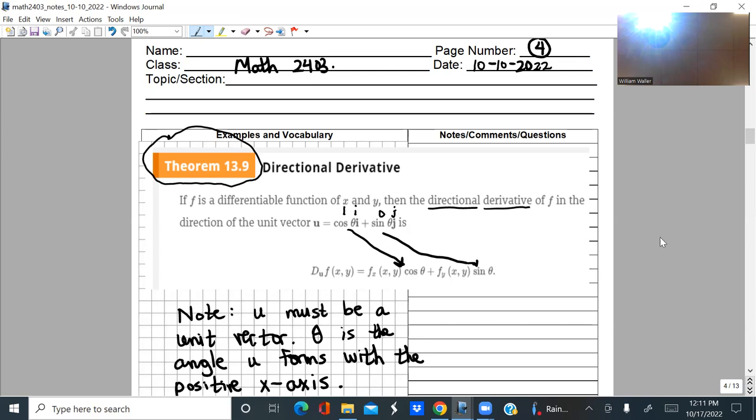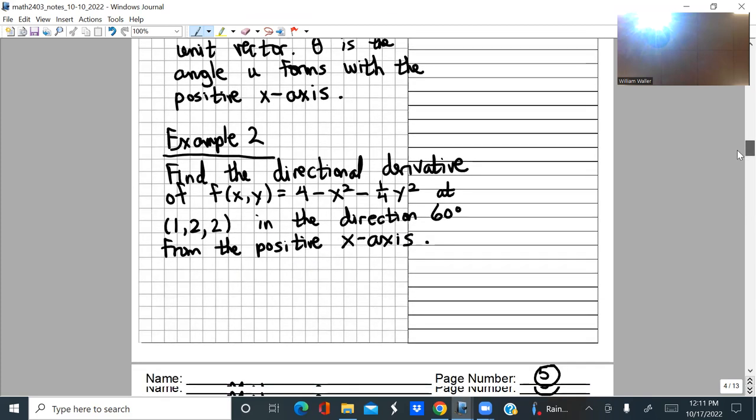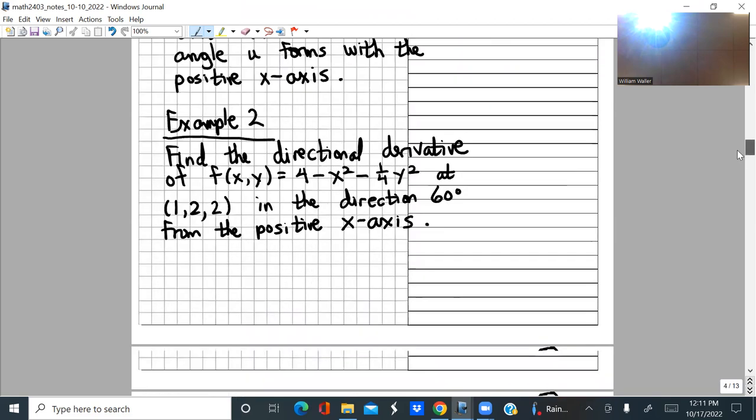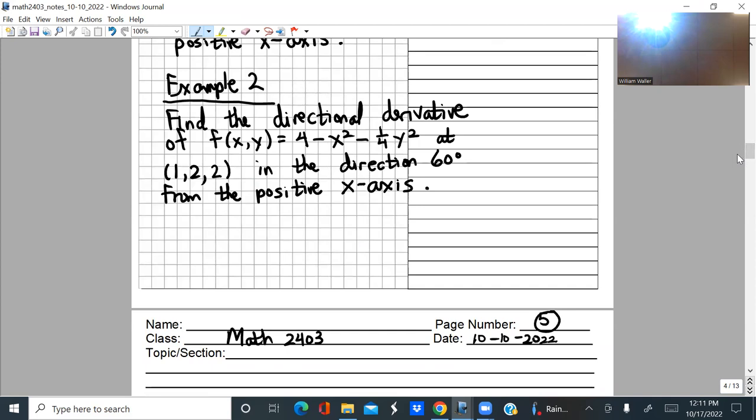Let's try this and see if we can apply it. I don't think I have a picture of this one, so let's do it first and then look at the picture. Let's find the directional derivative for this surface. That's a quadratic surface. We want it at the point (1, 2, 2). Apparently that point is on the surface, so if you plug 1 and 2 in for x and y, z turns out to be 2. And we want it in the direction 60 degrees from the positive x-axis. If you scribble a little xy plane here, this vector is 60 degrees from the positive x-axis.